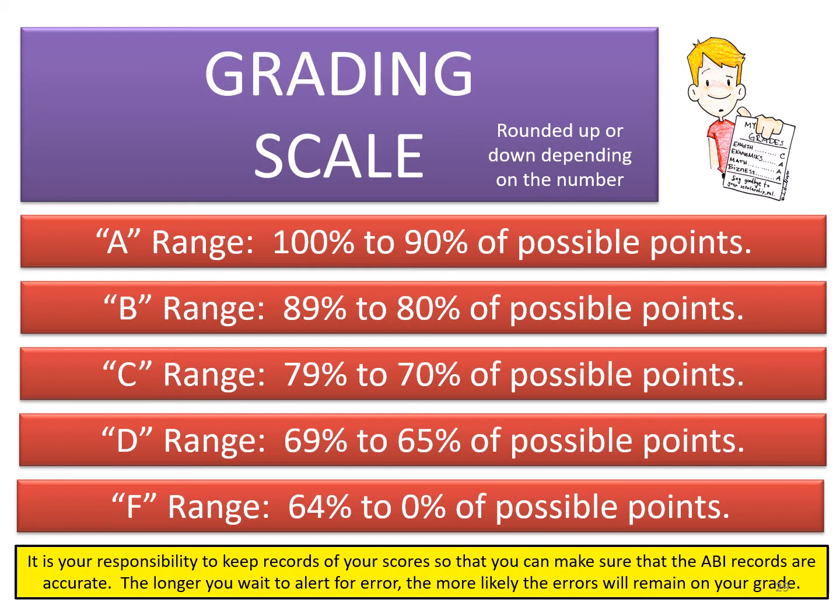I use the traditional A to F scale, as you can see here. I round up or down depending upon where the grade lands. I'll do my best to stay up to date on ABI. If there are any errors or suspected errors in your grade, please let me know within a week or two after the grade is published. The further it is in the calendar, the less likely I can find the mistake.